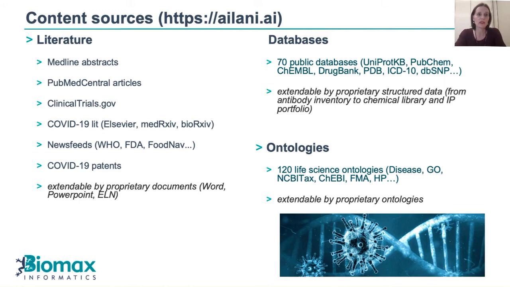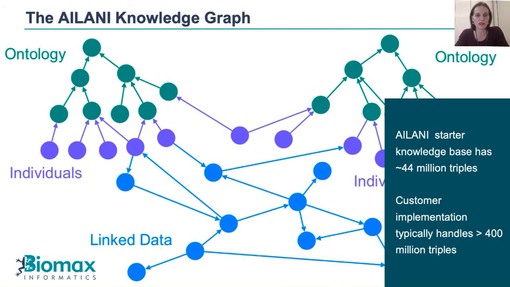How does the Vilani knowledge graph look like? It's a network of ontologies which are hierarchically built. So here we have, for instance, the protein kinase, which as a child concept has a receptor, and here a non-receptor tyrosine kinase, which in turn have individuals like the PDGF receptor or SRC and LYN, which then in turn are linked to their gene products and so forth. So a Vilani starter knowledge base typically contains 44 million triples.